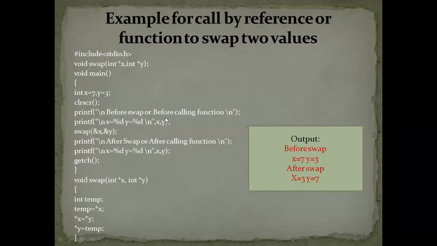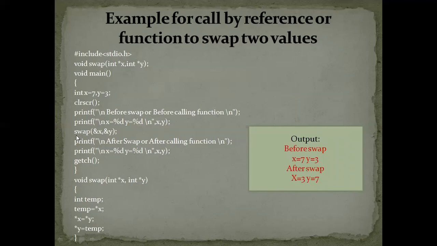printf, before swap or before calling the function, the values of x and y I'm going to print. The values of x and y remain the same before calling the function. So x is equal to 7 and y is equal to 3, which I'm going to print before calling the function. Okay, so swap(&x, &y). So I'm calling the function here within the main function.